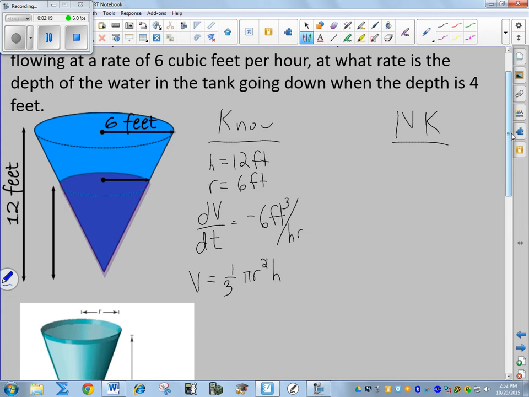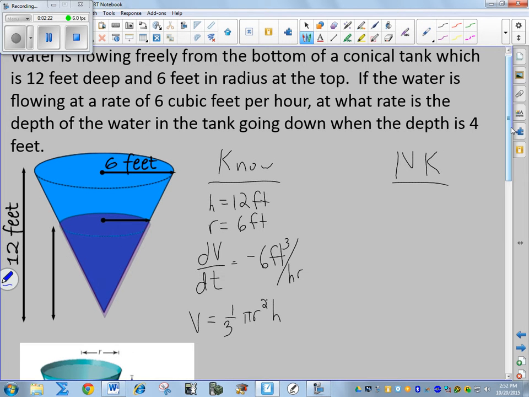So what do we need to know? We need to know what rate the depth of the water in the tank is going down. So we need a rate, we need a something over dt. Which one are we going to use, dr/dt or dh/dt? So dh/dt is the change in height that we're trying to find, the change in depth. And when do we want to know that? When the height is 4 feet. All right, so we're dealing with that.